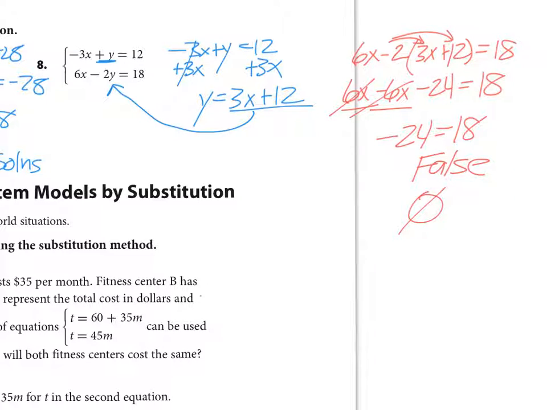That means graphically these two lines are parallel. So if you got both of these in slope-intercept form, they're going to have the same slope but different y-intercepts. That means they never cross, which means there is no solution. So if you're solving by substitution, the two special cases are if you get a true statement, it's infinitely many. If you get a false statement, it is no solution.